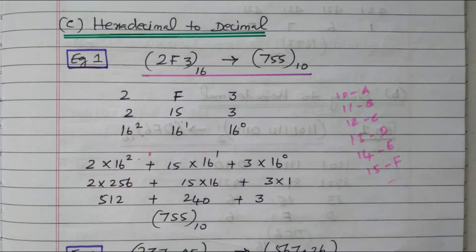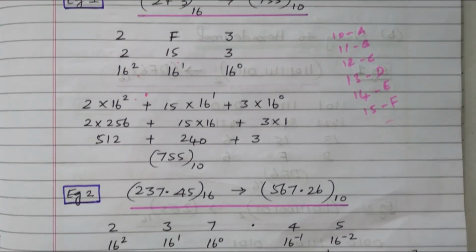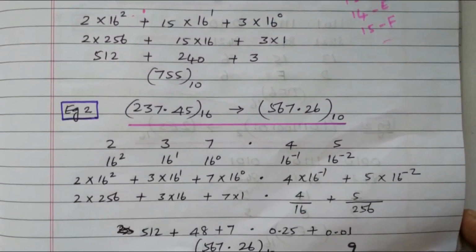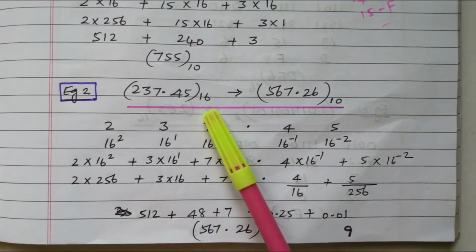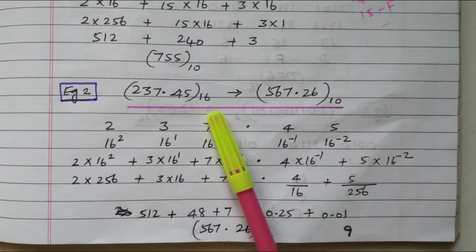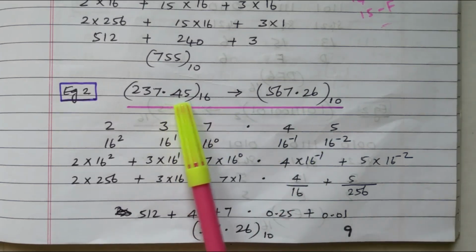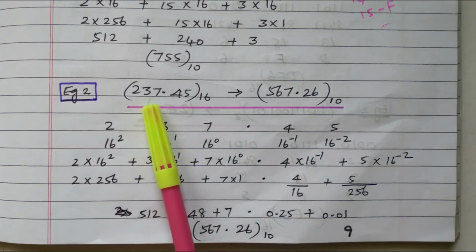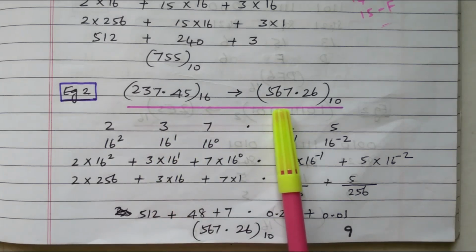Now we'll go to the second example. The second example is 237.45. That hexadecimal number should be converted into a decimal number. So here the point is available. In the previous example, the point was not available. Here the point is also available. The hexadecimal number 237.45 should be converted into the decimal number. So while converting, what we got?